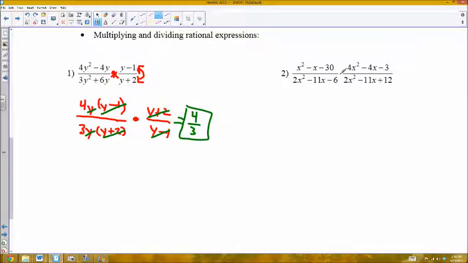Now the second one is a multiplication, so you don't have to do any reciprocals. You just factor each term and cancel as you go. So try that now.